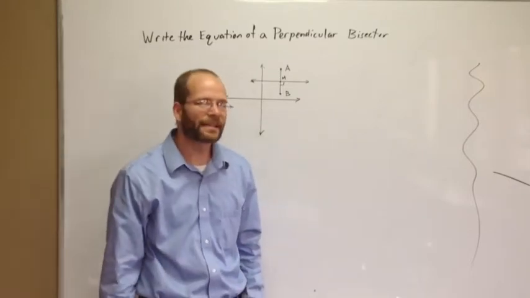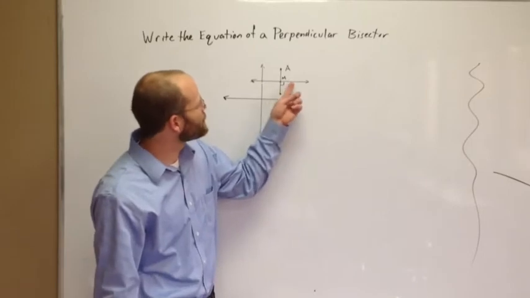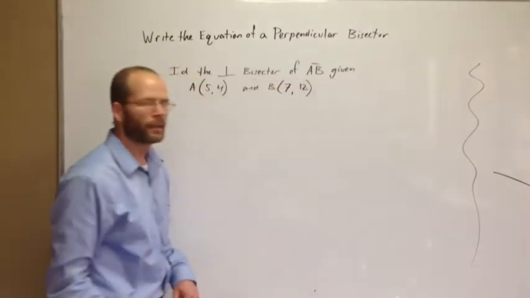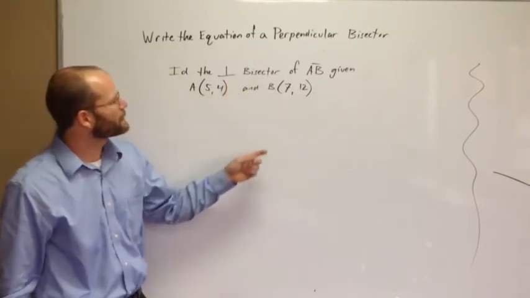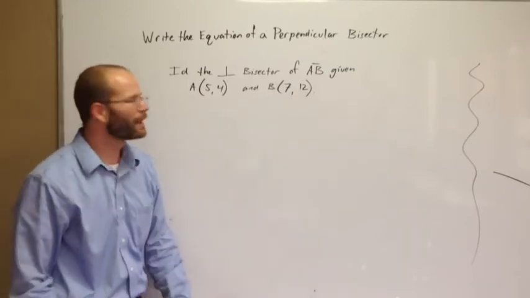The question now is, how do we do this algebraically? How do we identify the equation of this line right here? That's what we need to accomplish. Let's look at this example. It says identify the perpendicular bisector of segment AB given A at 5, 4 and B at 7, 12.